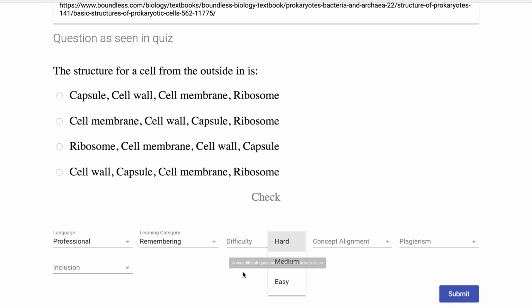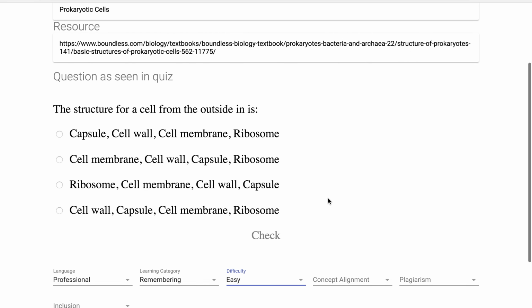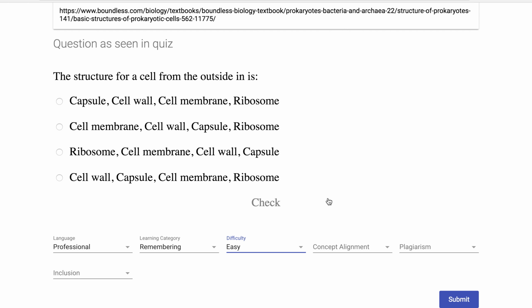The difficulty, I would say that this is a pretty easy question. Concept alignment. Let's see, a prokaryotic cell. I assume that he's speaking about the prokaryotic cell, but it has not been specified, so maybe it would be a little more aligned if it was the structure for a prokaryotic cell. So we're going to put partial.